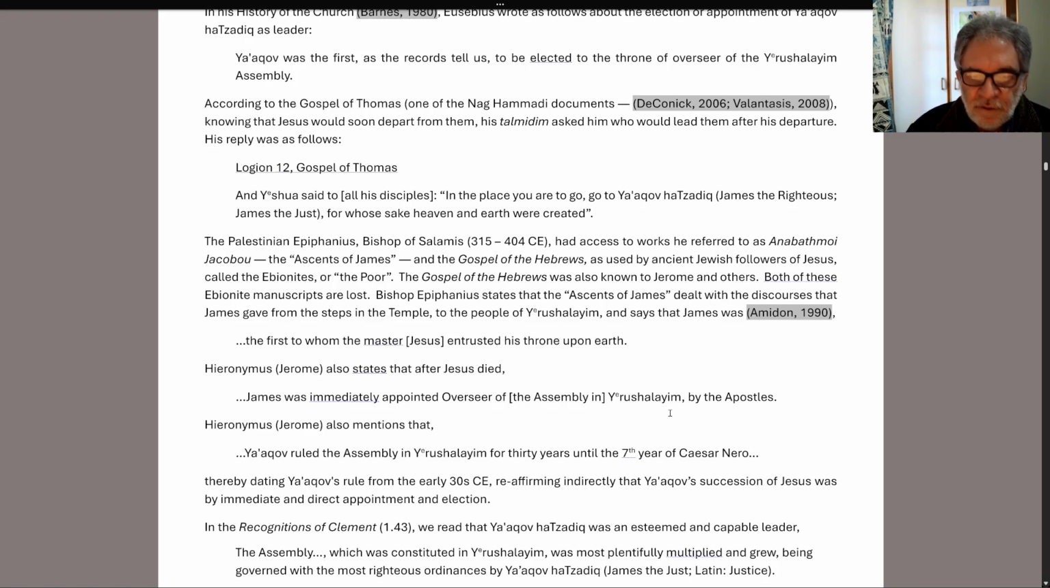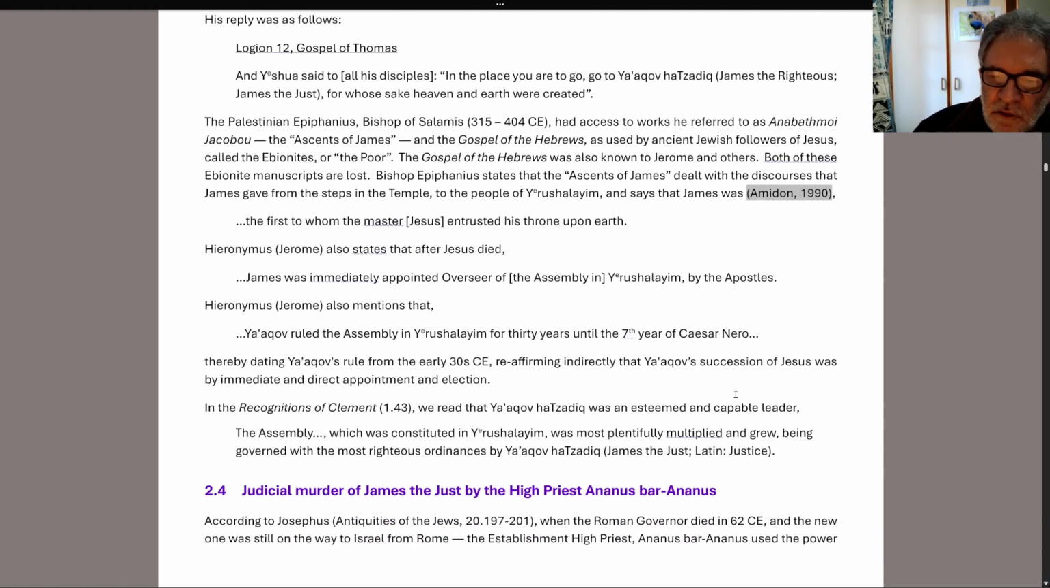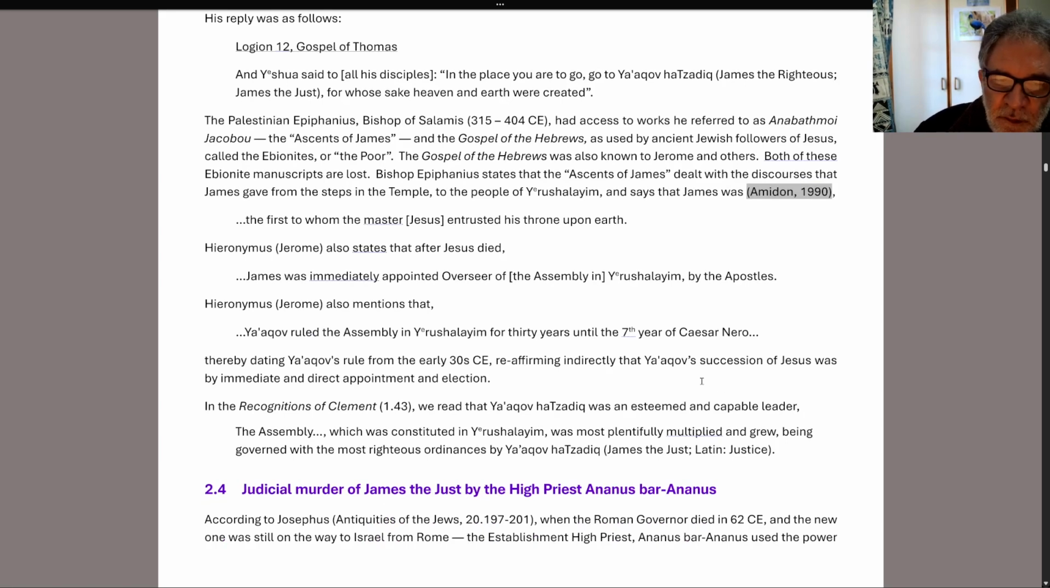In the Recognitions of Clement, we read that Yaakov Hatzadik was an esteemed and capable leader. The assembly which was constituted in Jerusalem was most plentifully multiplied and grew, being governed with the most righteous ordinances by Yaakov Hatzadik, James the Just.